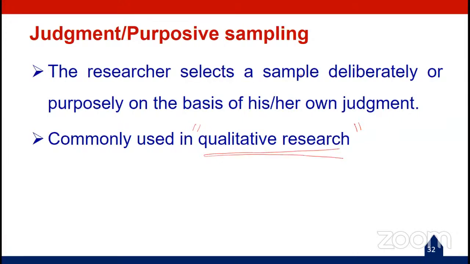The researcher selects a sample deliberately or purposefully. We have a purpose. We want to know more about HIV positive people who are suffering with TB. We want to know the social stigma, and their perception about life. In such cases, we select such individuals. This is judgment or purposive sampling, widely used in qualitative research.